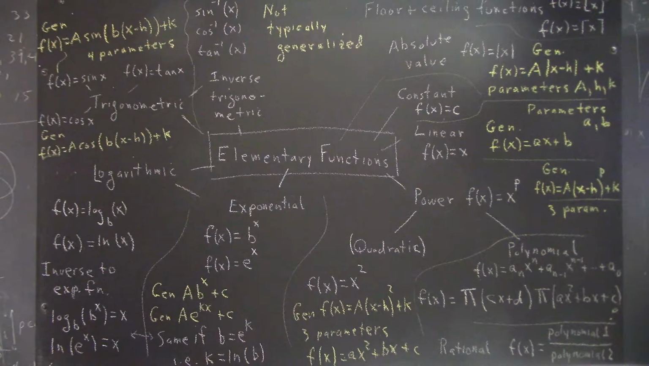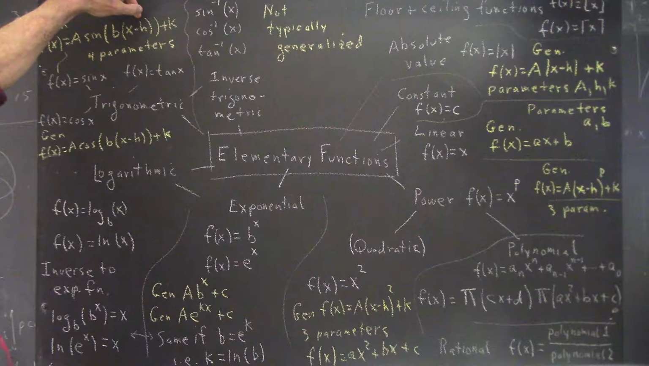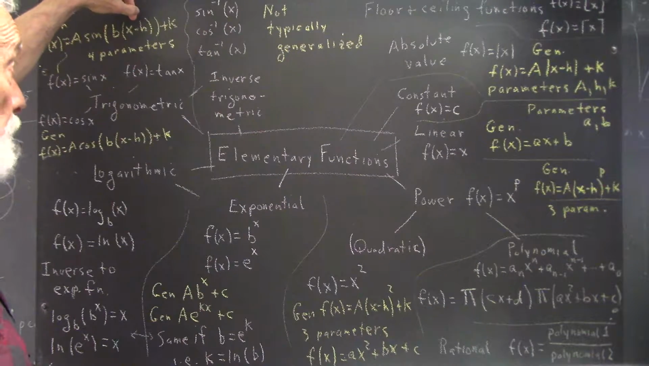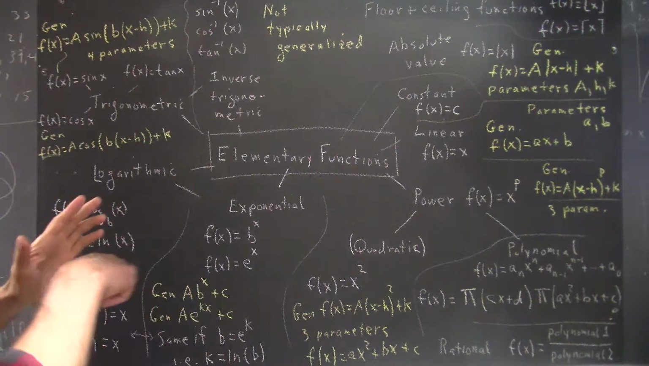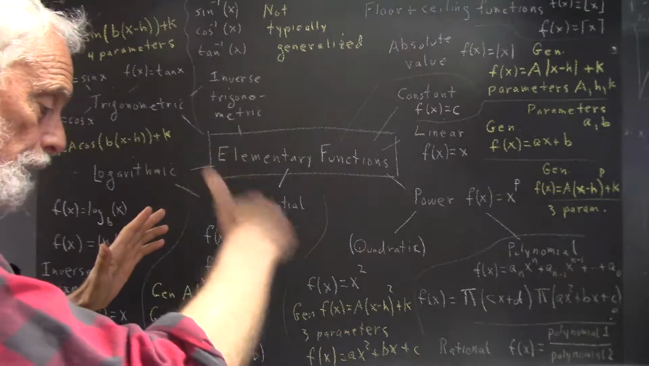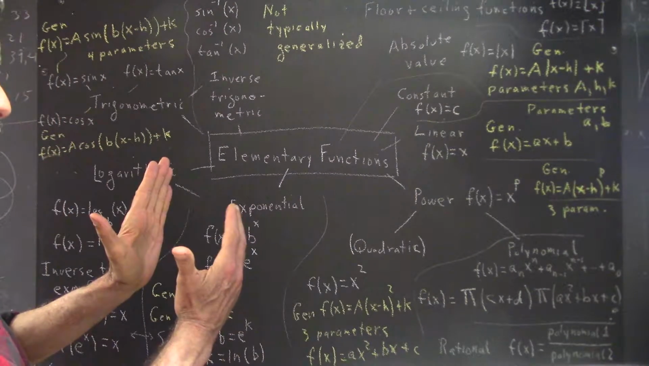The trigonometric functions. Okay, you have f of x equals sine x, f of x equals cosine x, f of x equals tangent x. Just looking at the sine function, we generalize by a vertical stretch by factor a, a horizontal compression by factor b, a horizontal shift h and a vertical shift k. That's 4 parameters.